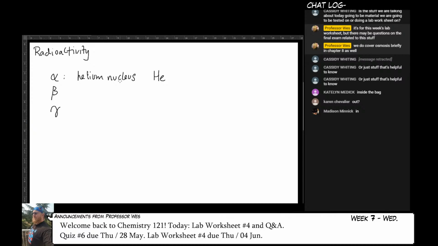But specifically, it's just the nucleus. So that means that there is no electrons on it. Because it's helium, its atomic number is 2. And the specific helium isotope that is generated has 2 neutrons with it.